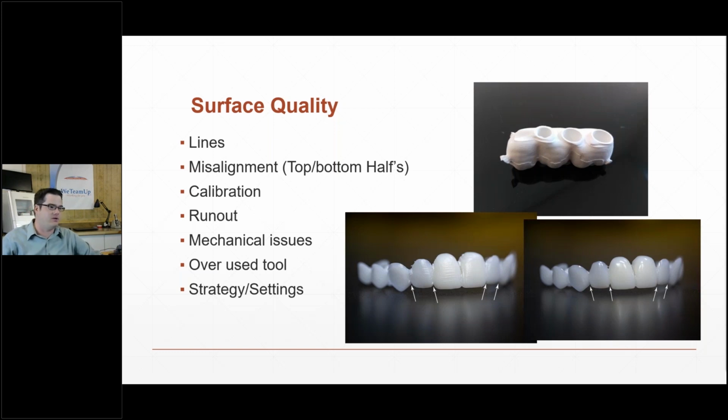And then obviously, you've got an overused tool. That's going to be a through line. If you're running a worn tool, you can have surface quality issues. And then this is a little bit of a, I don't know, humble brag, I guess. This PMMA bridge was milled with the exact same mill, the exact same tools, and everything, but it was just strategy adjustments that we changed this surface quality, which was exciting to go from something rough to something almost usable right off the machine. So parameters matter.